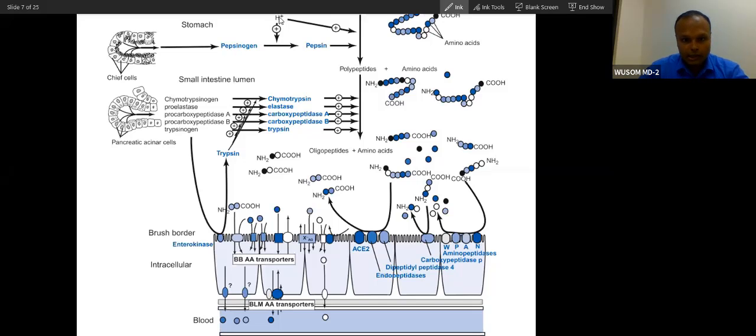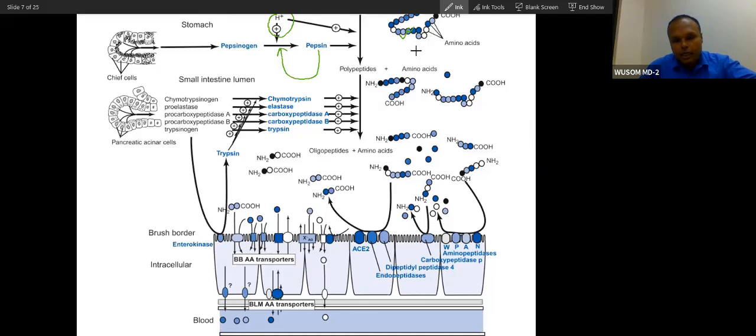You can see pepsinogen is activated by H plus. This is a proenzyme. All digestive enzymes are secreted in the form of proenzymes. So pepsinogen will be converted into pepsin by HCl. And this pepsin can cause its own activation later, the same way trypsin does. And then pepsin will act on proteins, long peptides, and convert them into peptones, these small polypeptides.